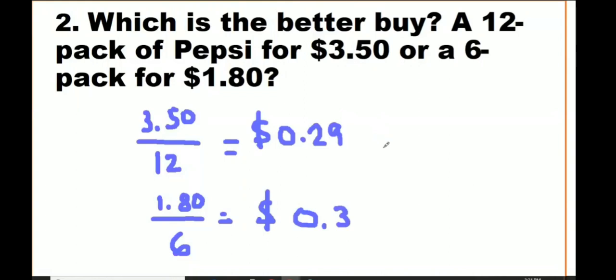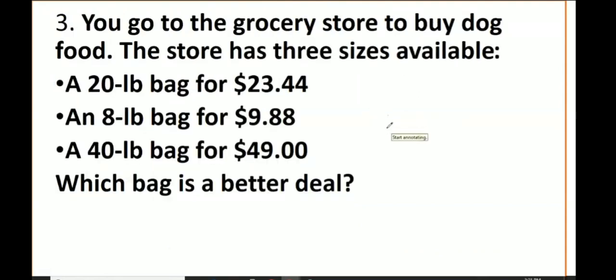All right, so this is the result of the computation. The first one is $0.29 and the second one is $0.3. So if we analyze it, we can say that the 12 pack costs less. This is the cheaper one, so it means $0.29 per.